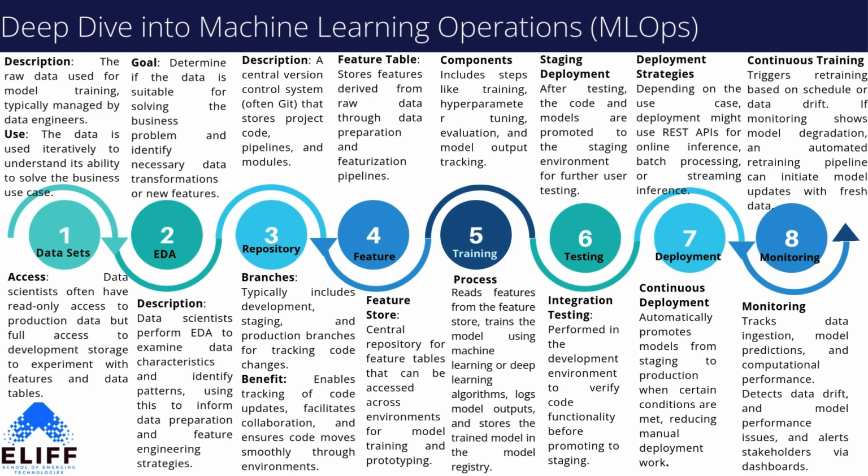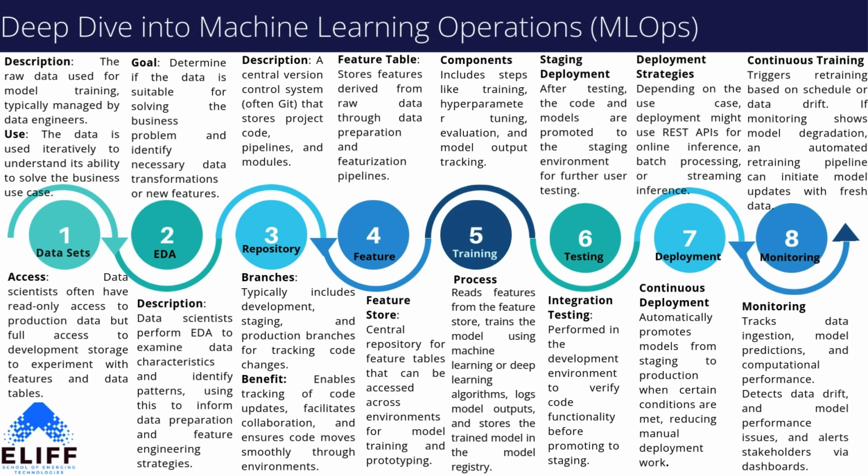Another key asset in MLOps is the repository. This is where we save all the project code, including pipelines and modules created for the application. We generally work with branches in a version control system, so you'll see development, staging, and production branches. In this setup, development work is done within the development branch to track changes effectively. Once all code changes are validated, the version control system allows the code to move from development to staging or production as needed.